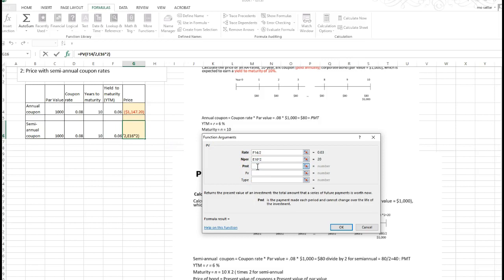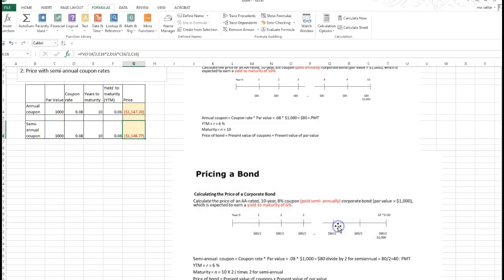PMT is going to be, again, same thing like we did before for the annual: coupon rate times par, but this time we will divide it by 2, because we're going to get half as much twice a year. And the future value, I'm sorry, I forgot the formula is not right here, there's no equal sign, should be par value times coupon rate divided by 2. That will give us 40, and the future value is going to be the 1,000. We'll get it back, and if I click OK, then that's the price.